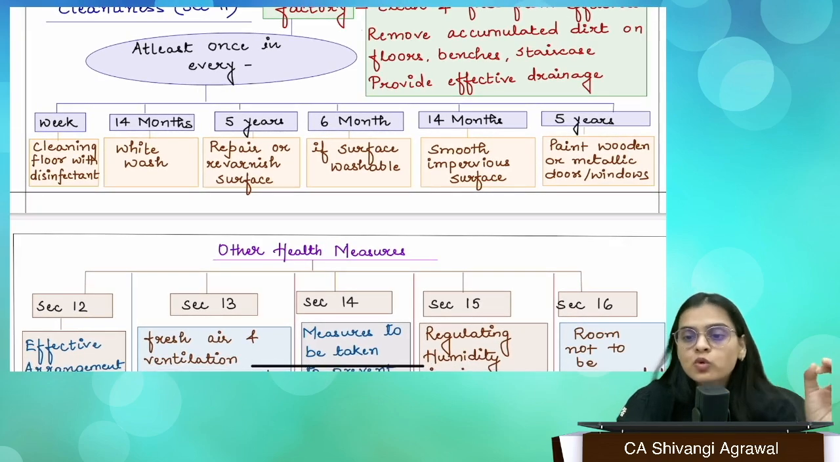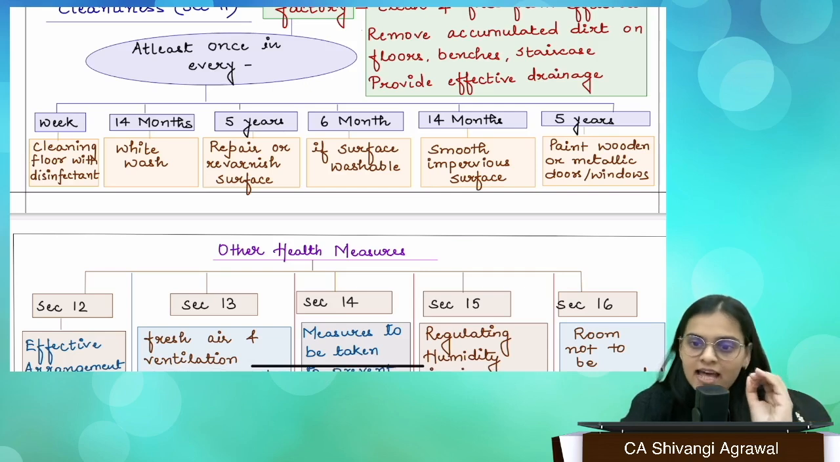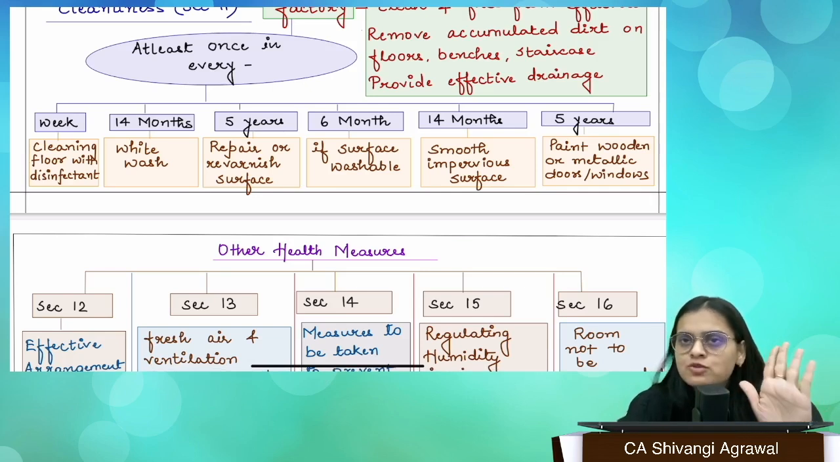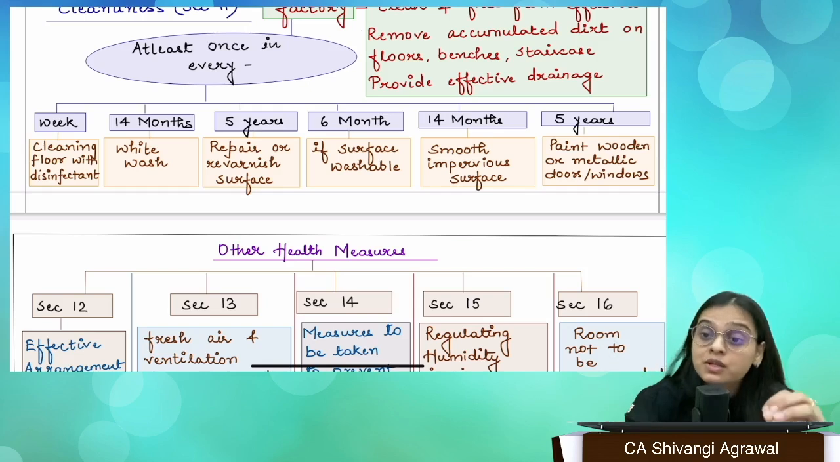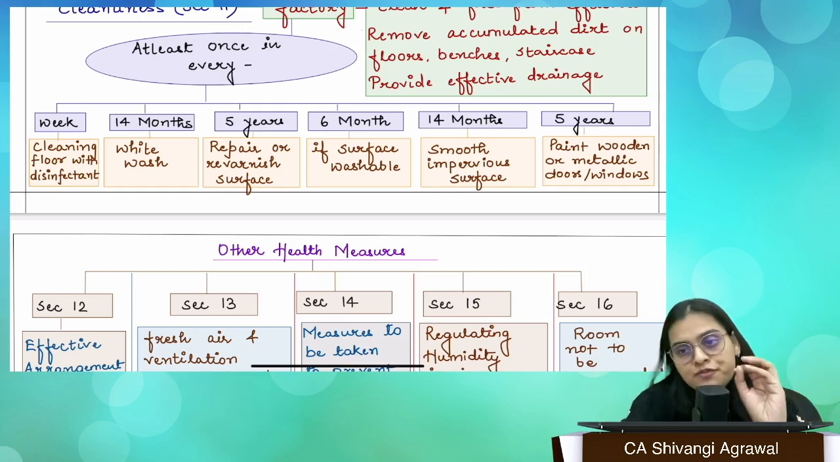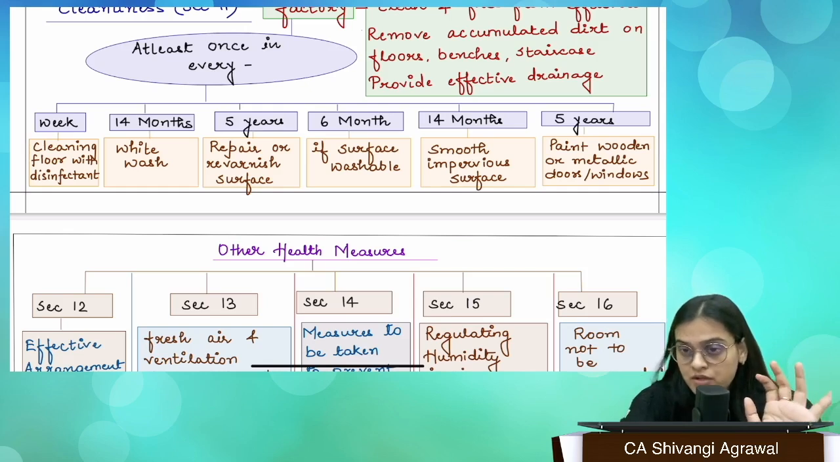Then, if there is a smooth, impervious surface, then it has to be cleaned within every period of 14 months. And all the doors and windows have to be painted or varnished once in every 5 years. So, ma'am, do we need to remember all these dates? 100%, 200% you have to remember, because this is a very common question which is often asked in examinations. So, you cannot compromise with it, right?